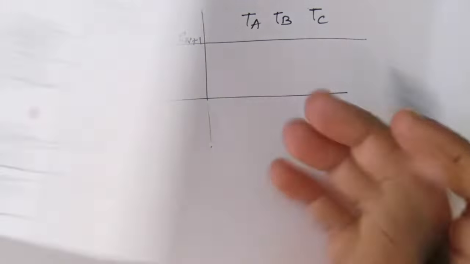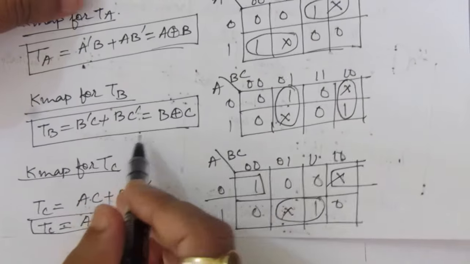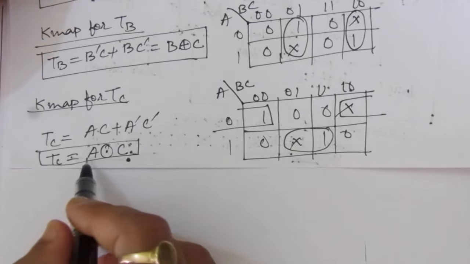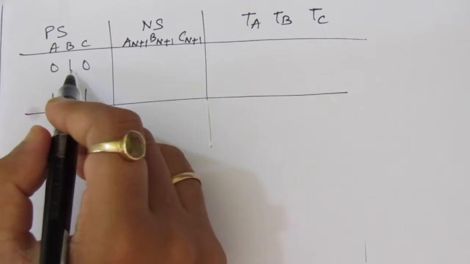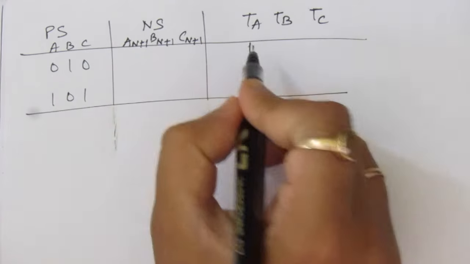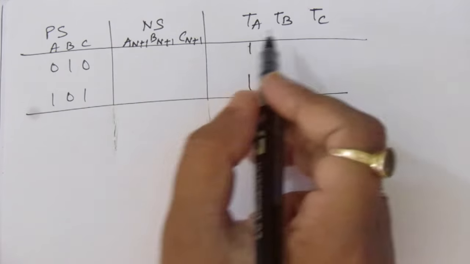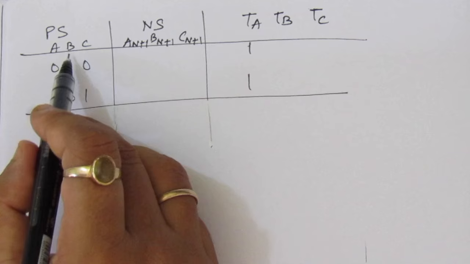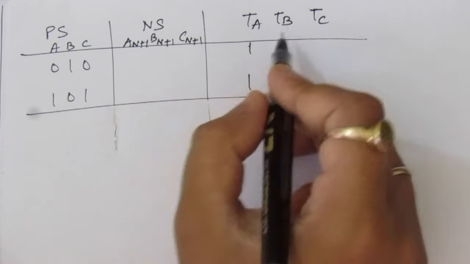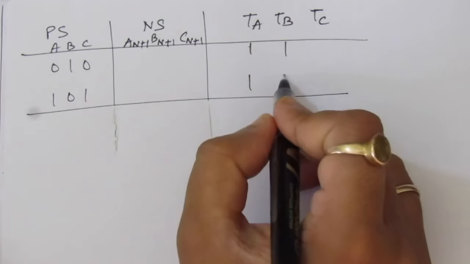We know that for TA it is A XOR B, for TB it is B XOR C, and for TC we have A XOR C. TA will be A XOR B, so 0 and 1 it will be 1. Here also 1 and 0 it will be 1. Next we have TB, B XOR C. So 1 and 0, it will be 1. Again we have 1 and 0, so it will be 1.